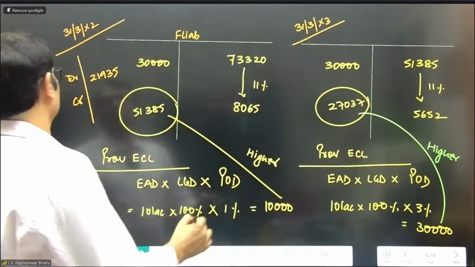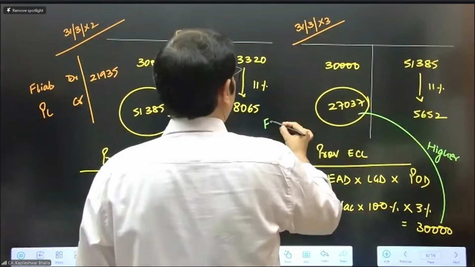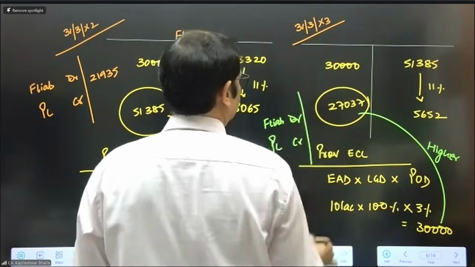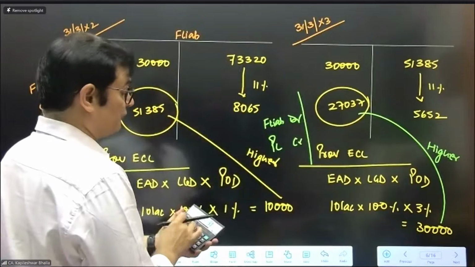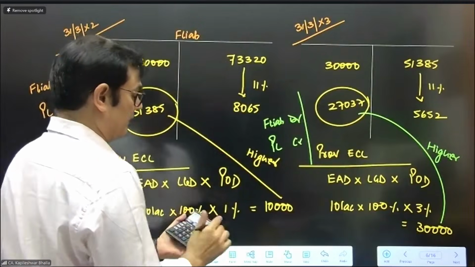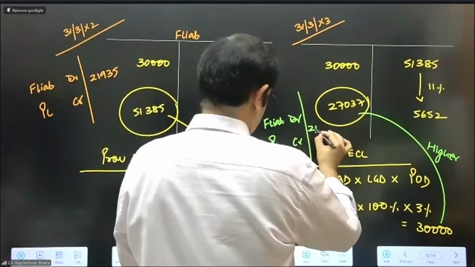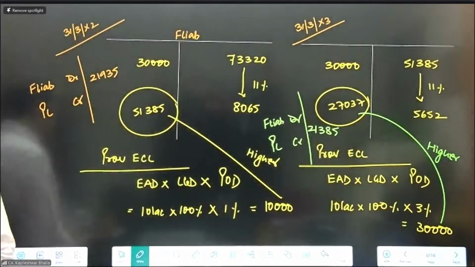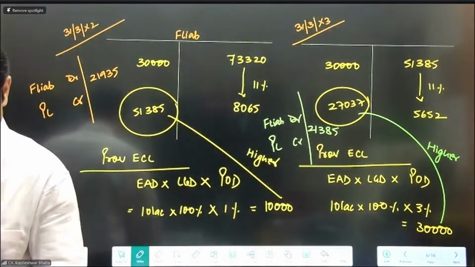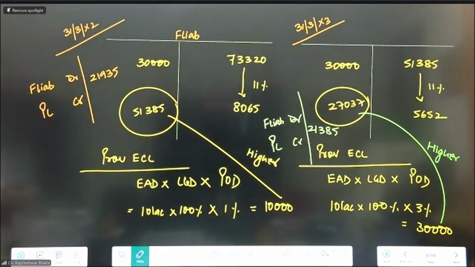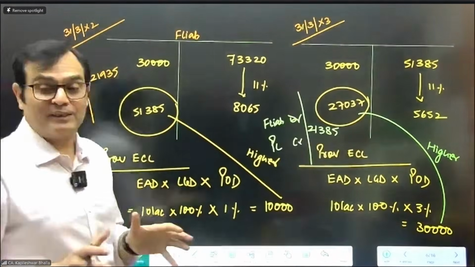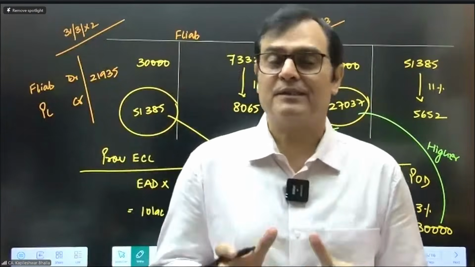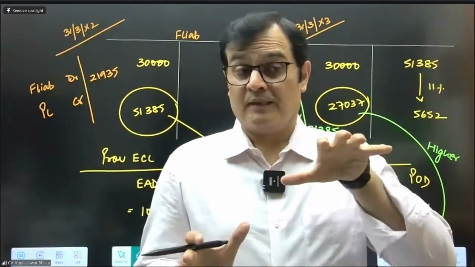So we can put the entry: financial liability gets a debit, profit and loss gets a credit. The difference between 51,385 and 30,000, that's 21,385. This is the amount with which the entry is done. Right, I guess that's pretty simple and straight, nothing too technical. Once you get the feel of how to proceed with the questions, it's an easy exercise.